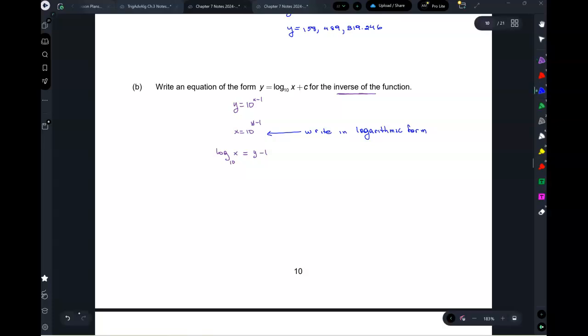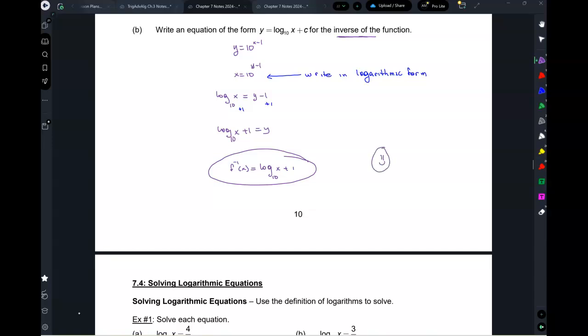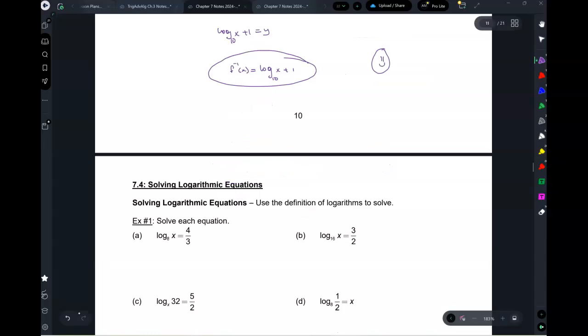Now I need to solve for y. Add 1, add 1. So I get log base 10 of x plus 1 is equal to y. And there you have it. But I want an inverse. So it's going to be f inverse of x is equal to log base 10 of x plus 1. And that's it. Look, it's log base 10 of x plus some number. That's exactly what I got. So there you have it. That is the inverse. Okay, so that was 7.3.